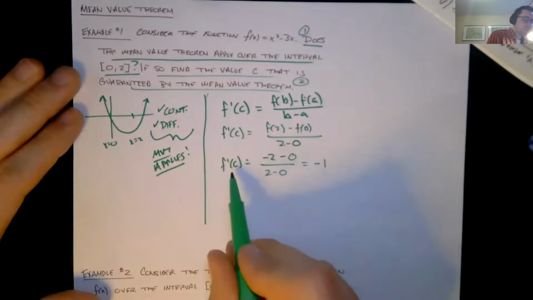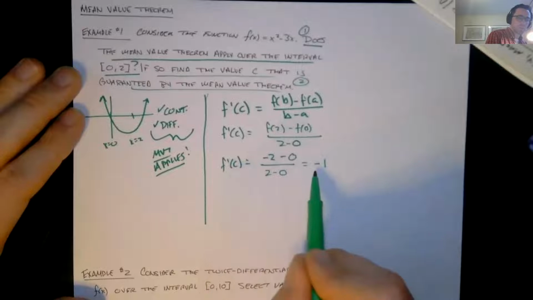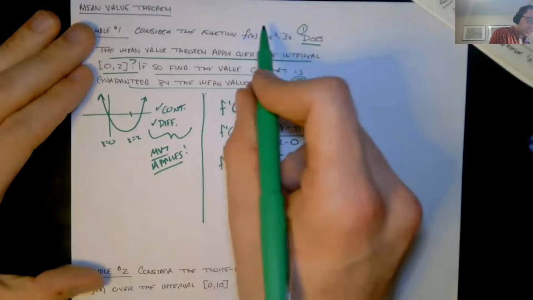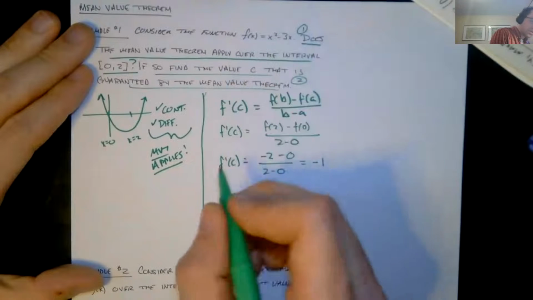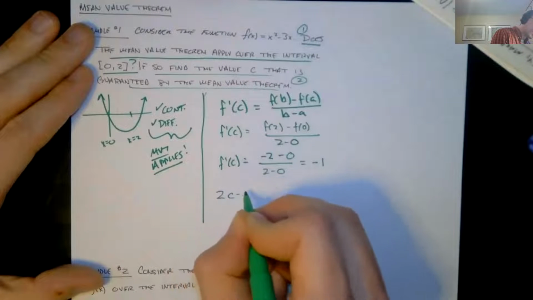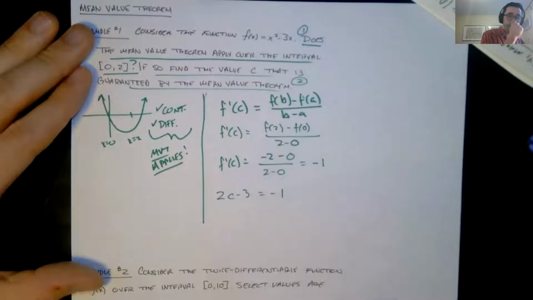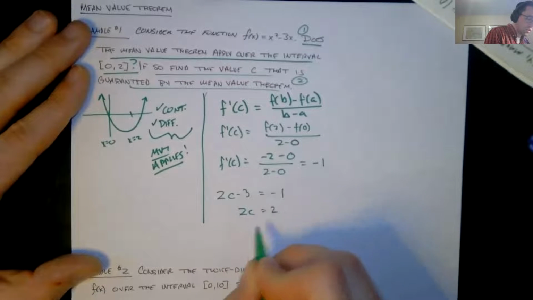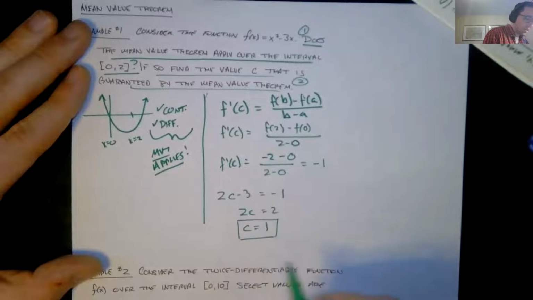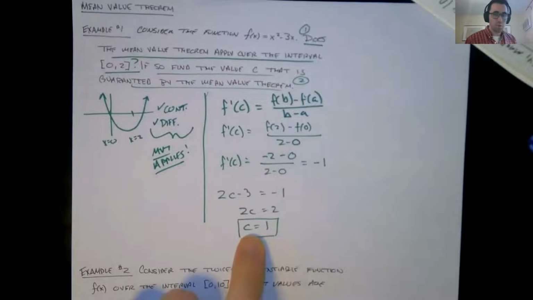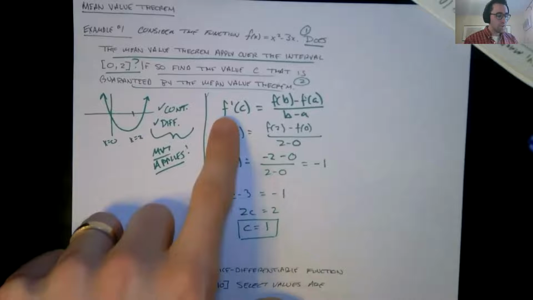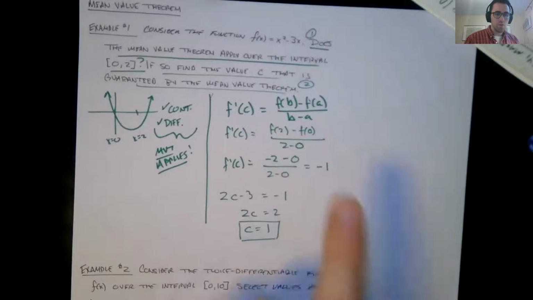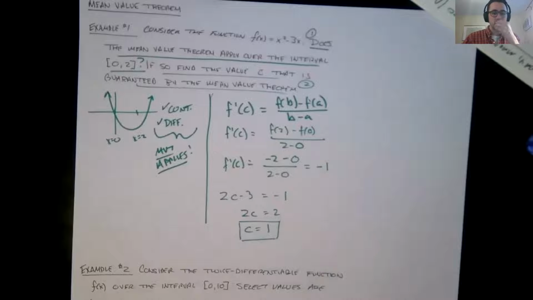So we got to go one more step here where we're going to find out what c is. So f prime of c equals negative 1. What we need to do next is take the derivative and substitute c. The derivative is going to be 2x minus 3. So my f prime of c is going to be 2c minus 3 equals negative 1. Now we're almost there. I'm going to add 3 to both sides. I get 2c equals 2, c equals 1. So what we're saying is that at c equals 1, the derivative is equal to that average rate of change, which was negative 1. Let's take it back to the PowerPoint to see what that looks like graphically.